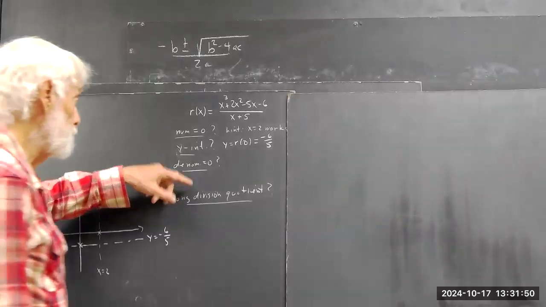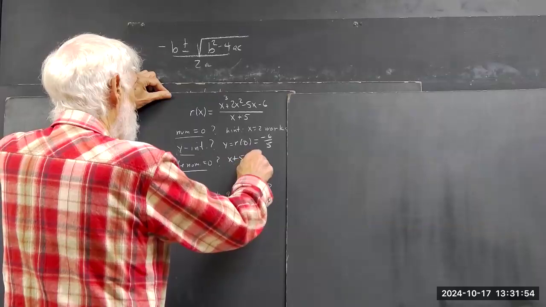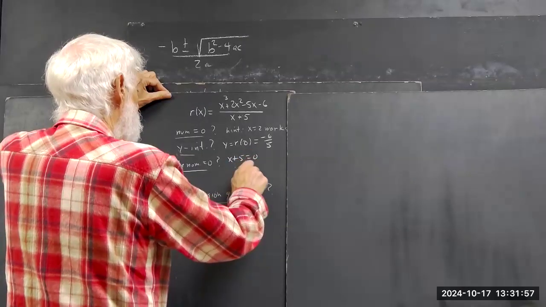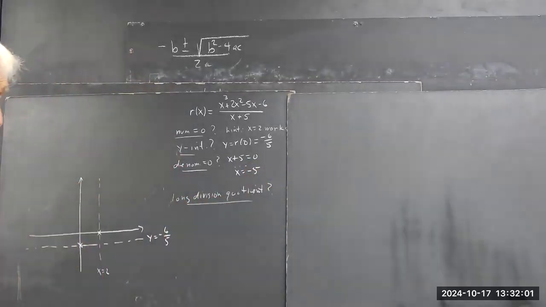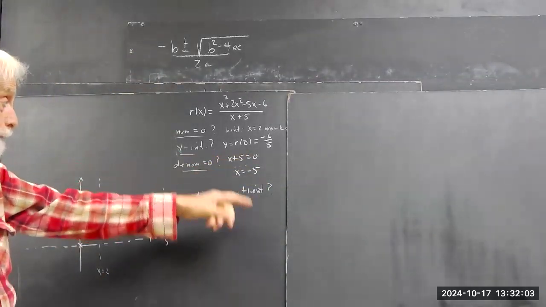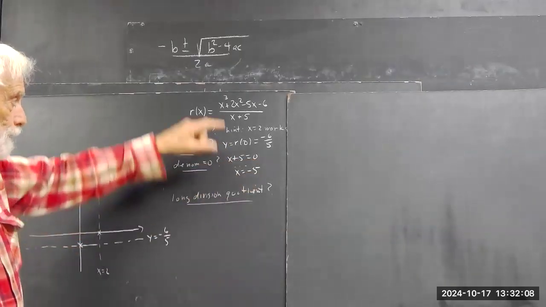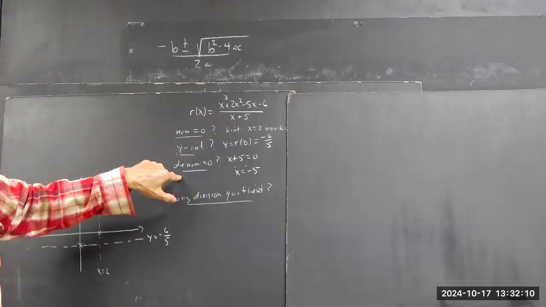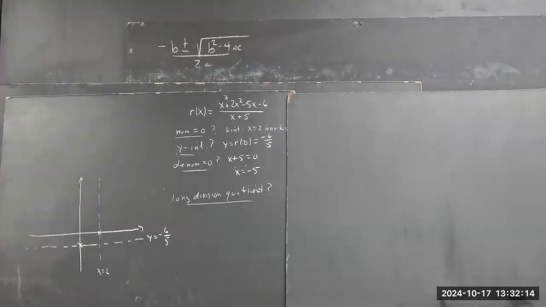Okay, when's the denominator 0? That means that x is -5. Just solve the equation. Denominator equals 0 means x plus 5 equals 0, because x plus 5 is the denominator. You just write that down and solve for x. Now, if the denominator is 0, that's going to tend to give you a vertical asymptote.